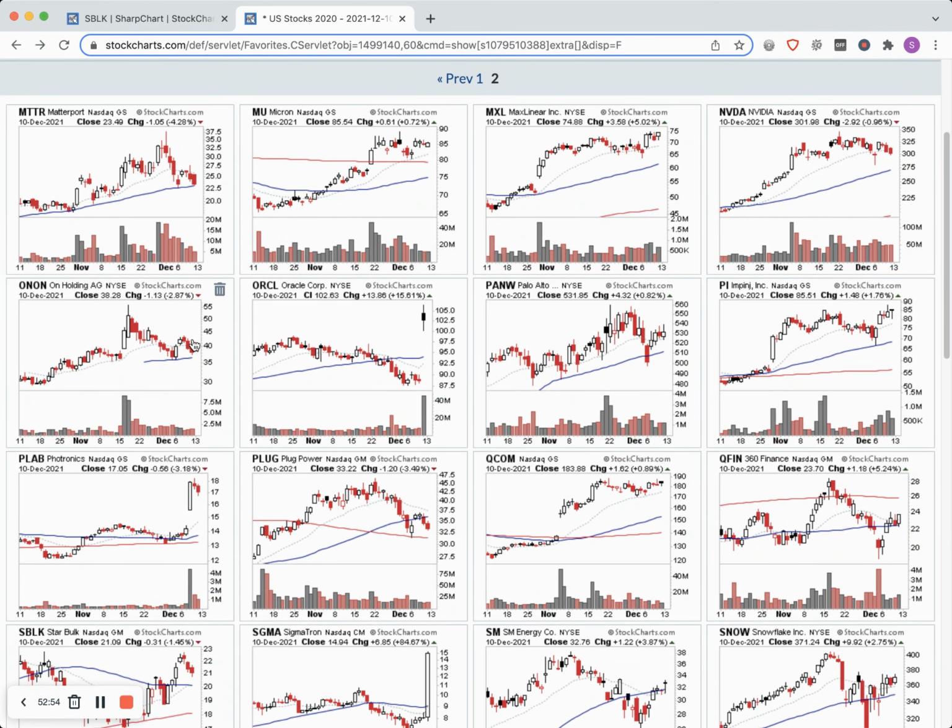ONON again, similar pattern to what we were showing earlier. Lots of these, like lower May the 6th lows and then higher lows. So we're looking for a breakthrough in the near-term pivot.